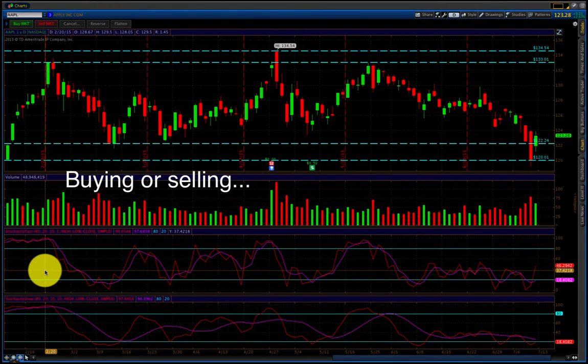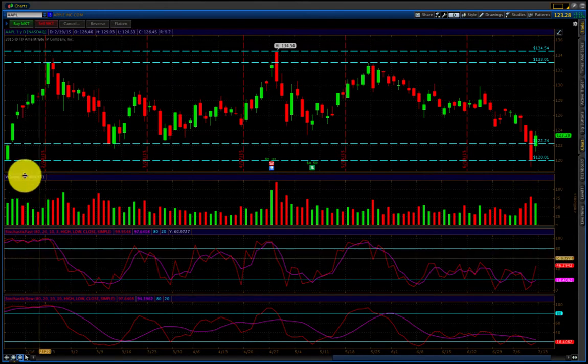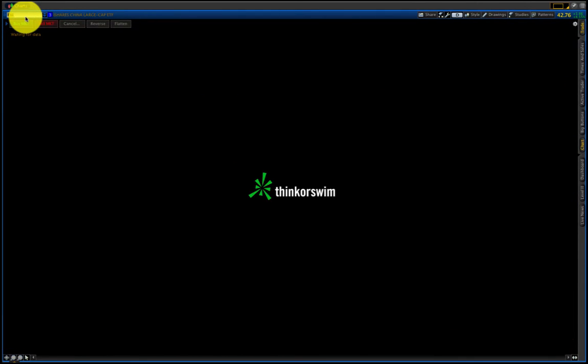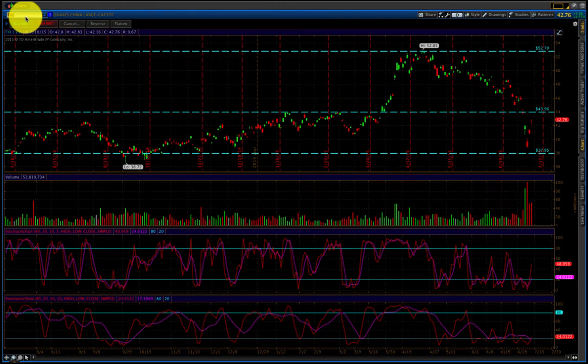finding these divergences, where the signal's actually showing you something different than you're seeing in the chart itself. Let's look at China. Here's the iShares FXI.